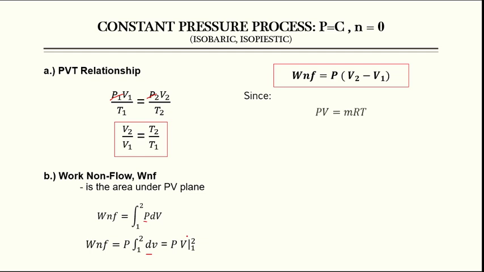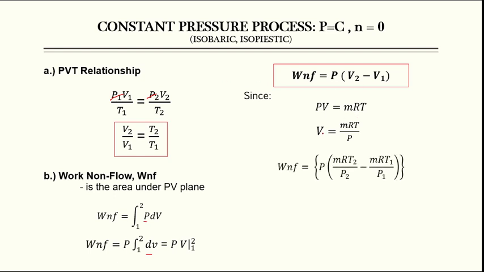But since PV is equal to mRT, pwede natin i-write yung V as mRT over P. Kinross multiply lang natin yung P or dinivide natin both sides by P. Substitute natin ngayon. So in terms of V1, V1 is equal to mRT1 over P1. Kung V2 naman siya, V2 is equal to mRT2 over P2. Then substitute natin. So V2 natin, mRT2 over P2, substitute natin dito sa V2. V1 naman natin, mRT1 over P1.